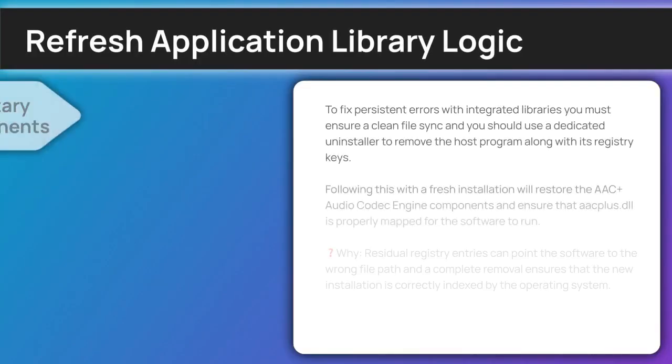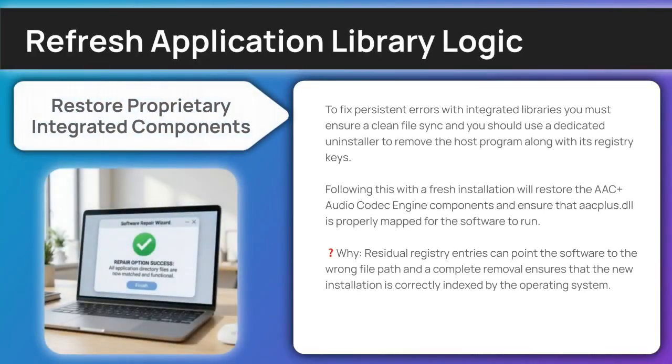If you're still seeing the same problem post-restart, let's escalate our troubleshooting to the next tier. Feel free to pause the video if the next steps come at you too fast. To fix persistent errors with integrated libraries, you must ensure a clean file sync, and you should use a dedicated uninstaller to remove the host program along with its registry keys. Following this with a fresh installation of your software components ensures that the DLL file is properly mapped for the host program to run. Why are we doing this? Well, residual registry entries can point the software to the wrong file path, and a complete removal ensures that the new installation is correctly indexed by the operating system.